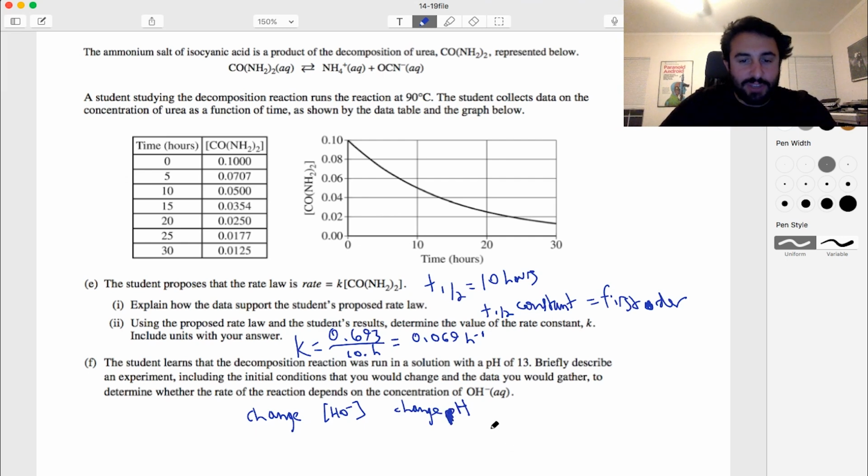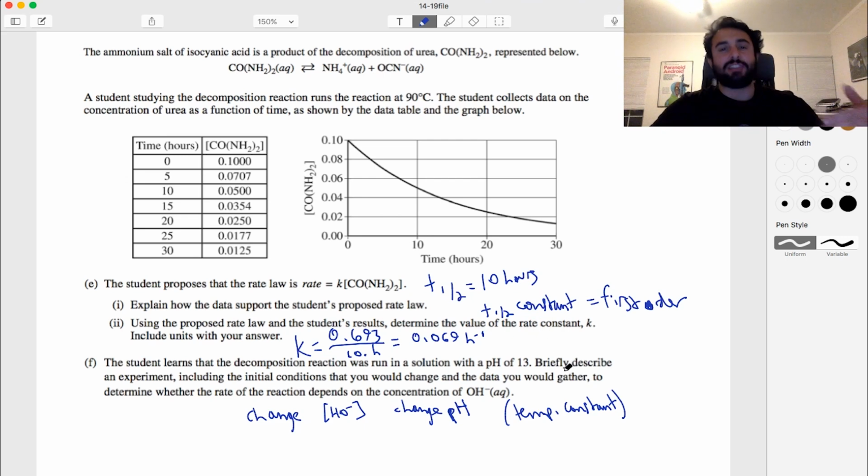How do we figure out whether the rate of the reaction depends on the concentration of hydroxide? Change the concentration of hydroxide, right? That couldn't be more straightforward. Make sure to leave other variables constant, like temperature. We don't want to change the temperature. That would make it impossible to compare our data to the original data set. But change the pH, try it at 12, then try it at 11, try it at 10. Those are different hydroxide ion concentrations, and we'll see if the rate changes. So that was a good one. We went over a bunch of different stuff here, and that was a good long answer problem.